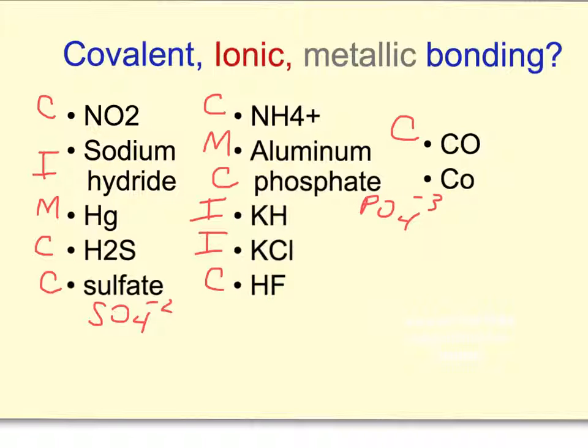Now this next Co, that's big C, little o, that's the symbol for cobalt. That is a metallic bond. And it is that simple in determining ionic, covalent, and metallic bonds.